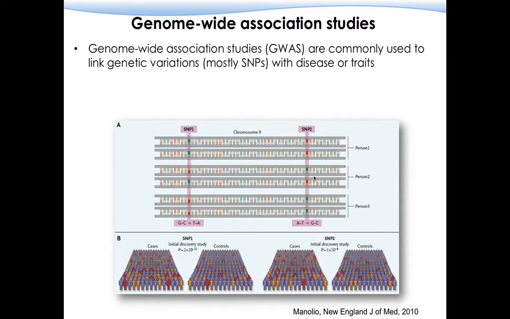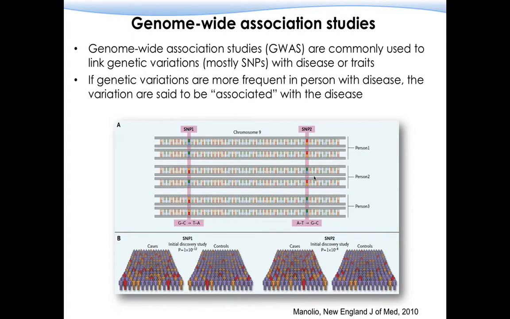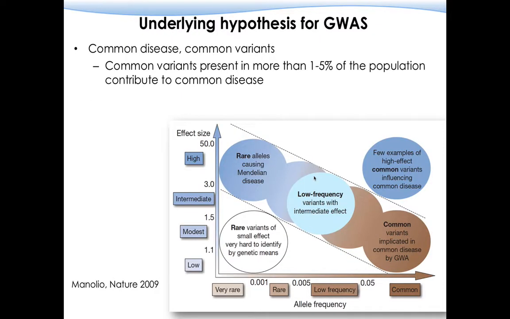But the point is we want to see whether the occurrence of this SNP is associated with the trait. So that is the genome-wide association study. If genetic variants are more frequent in persons with a disease, the variants are said to be associated with the disease. So that's the definition.